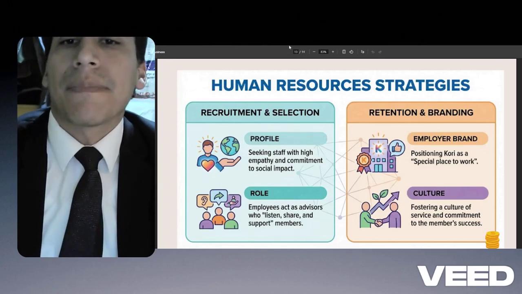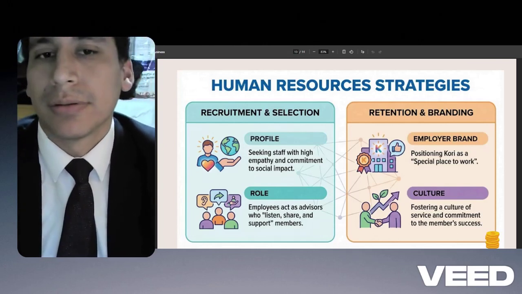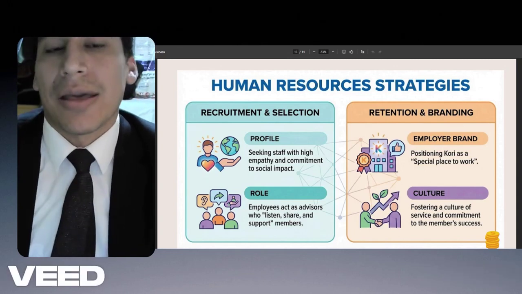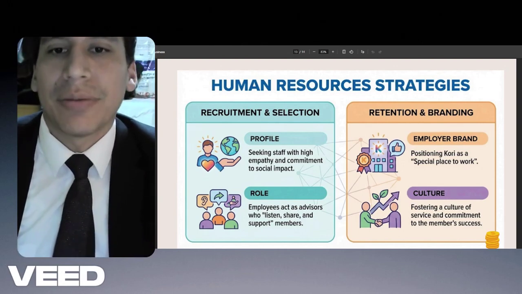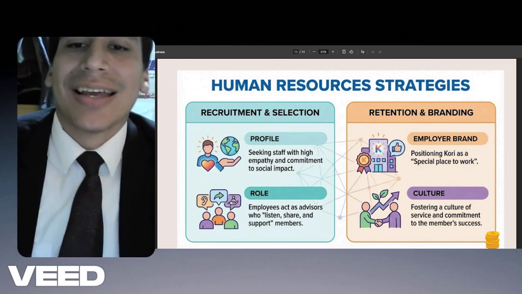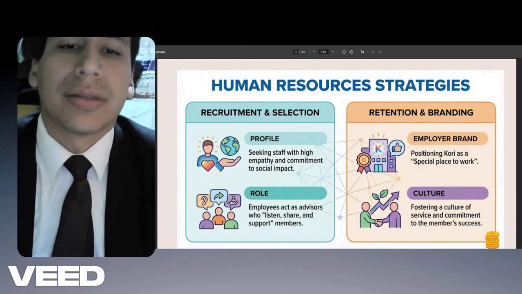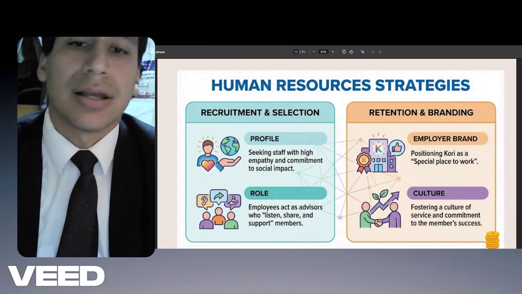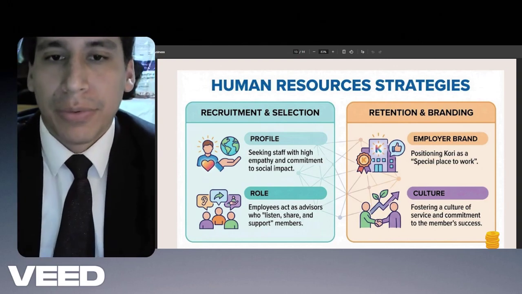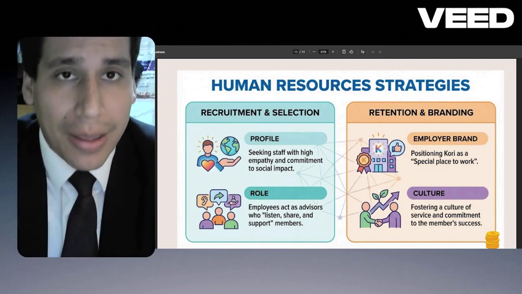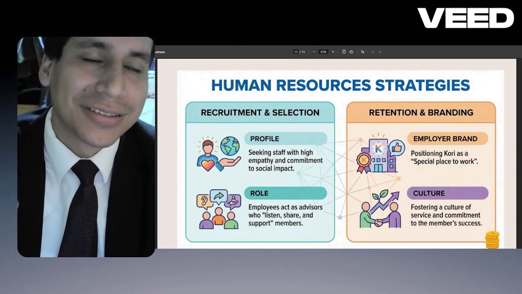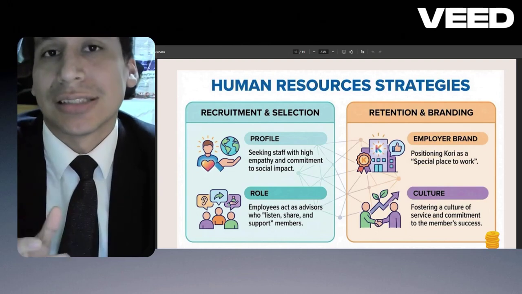Finally, human resource strategies. Of course, none of this works without people, as we learned in week 1 and week 11. Strategic employer branding: the position is a special place to work at Corey. Staff profile: they look for the right type of employees, people with empathy and commitment. Their staff are loan officers. They listen, guide, and support members. The goal is to hire people who will truly connect with the organization's mission. In fact, the clients of Corey are called socias.